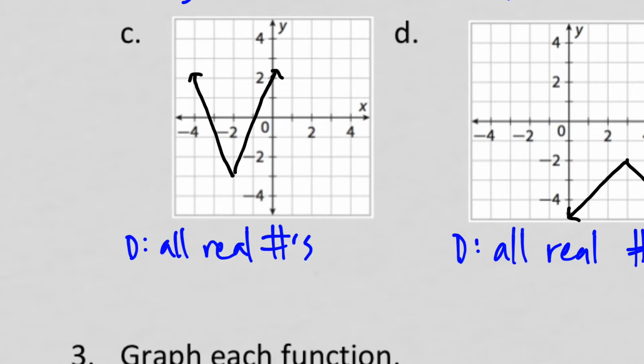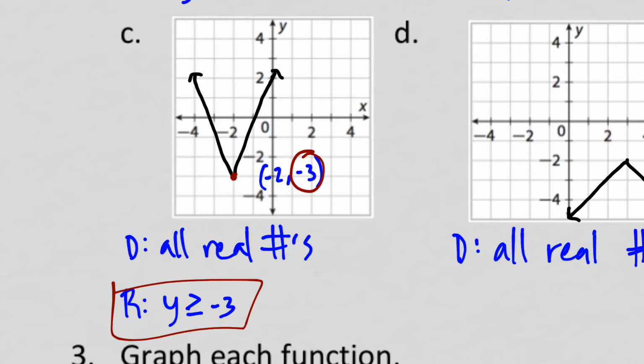For C, let's see, we're going to write the range. And let's find the vertex. It's right here, which is (-2, -3). Once again, what you care about is the k value, which is the y value, which is -3. So you're going to write y. These arrows are going up, right? So greater than or equal to -3. That's your range. So hopefully you're getting the hang of it now.